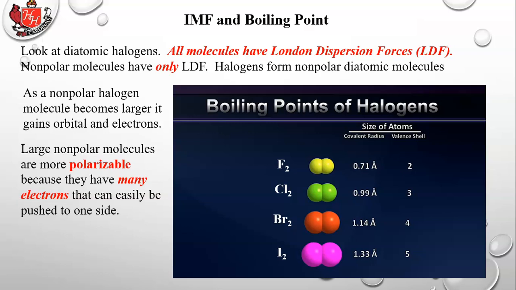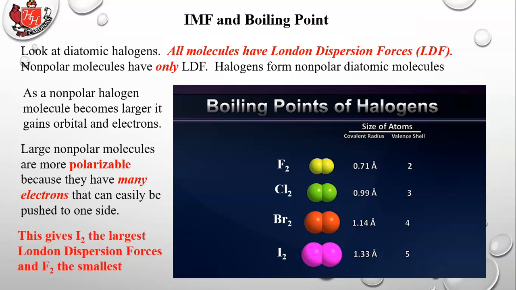So the bigger the molecule, in other words, the more electrons, the greater the London dispersion forces polarity, that temporary polarity with all the electrons being pushed to one side, and therefore it sticks to other London dispersion forces molecules better. This gives I2 the largest London dispersion forces and F2 the smallest, because I2 simply has the most electrons. It has 106 electrons between the two iodine atoms, and fluorine has much, much less than that.